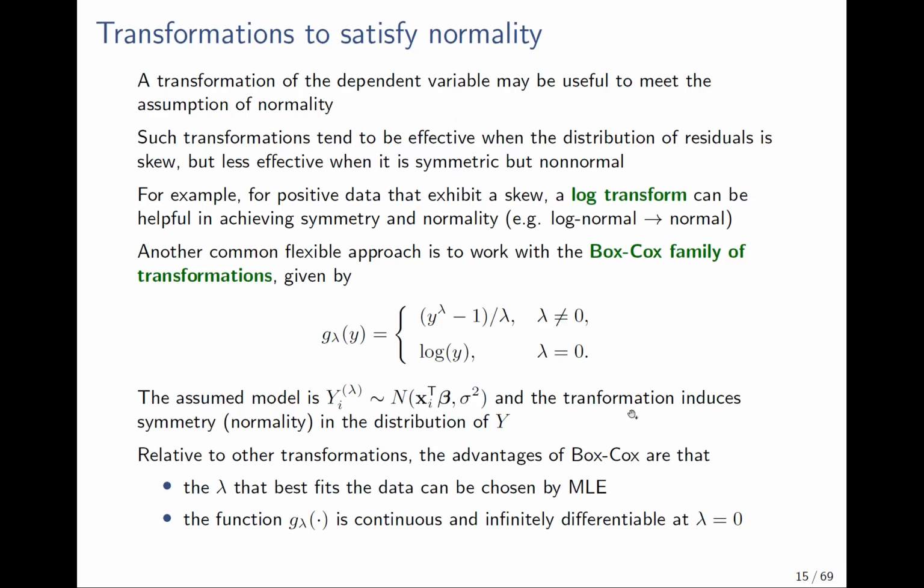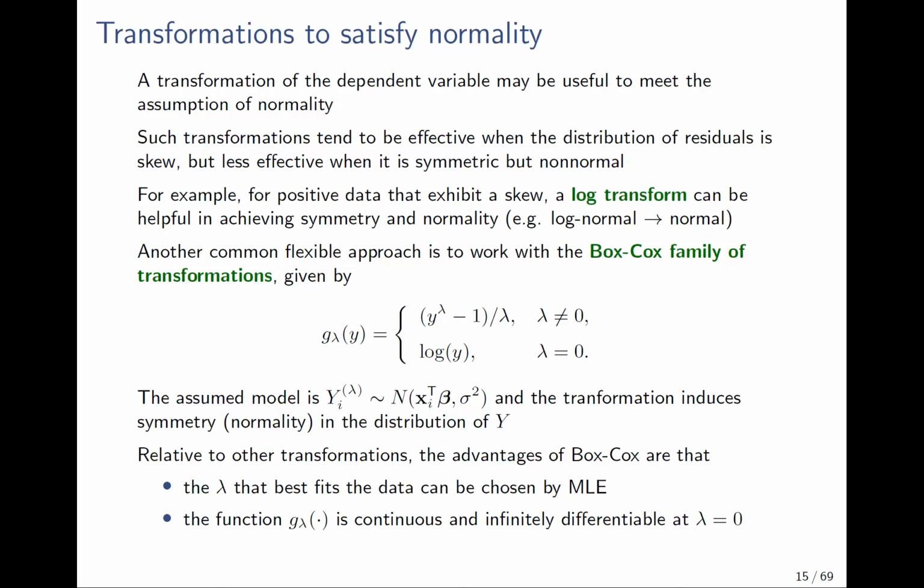Okay, let's move on to the second reason why we might want to transform random variables, and that is to satisfy the condition of normality. Now remember that normality is not a specific Gauss-Markov condition. We assume normality of the errors in order to do exact inference. So the t-tests, the F-tests, the standard errors, and the calculation of confidence intervals all rely on the assumption of normality. Now, a transformation of the dependent variable can help us meet this assumption of normality.